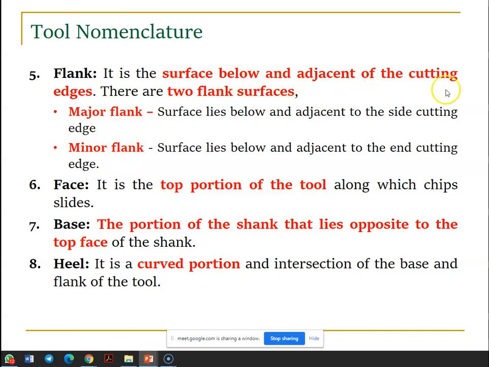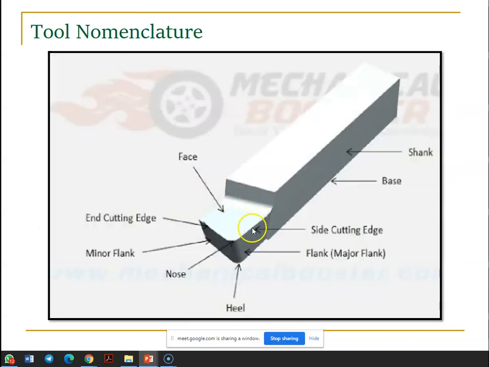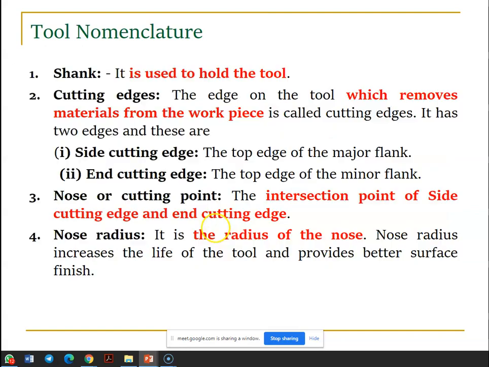The surface below and adjacent to the cutting edges is called a flank. There are two flank surfaces: one is a major flank, another one is a minor flank. The major flank is below the side cutting edges, I mean underneath them. The one below the end cutting edge is the minor flank.